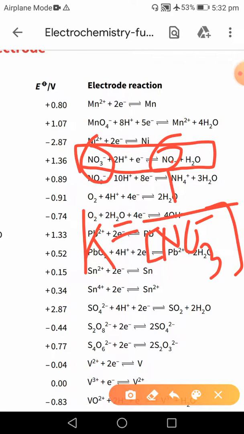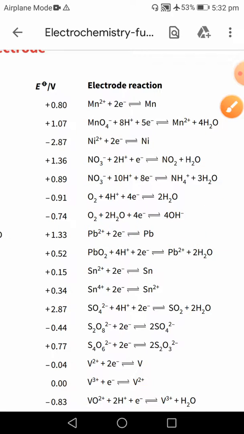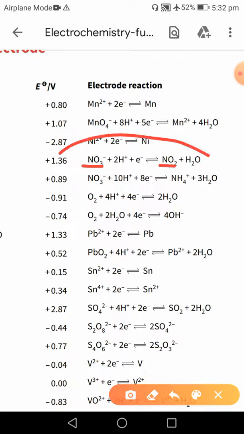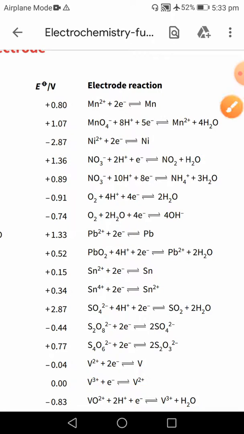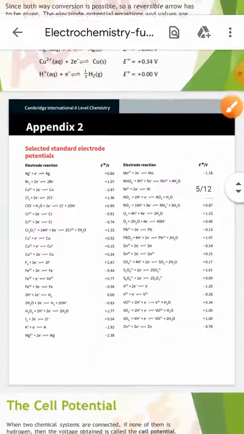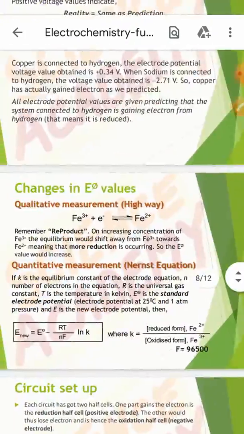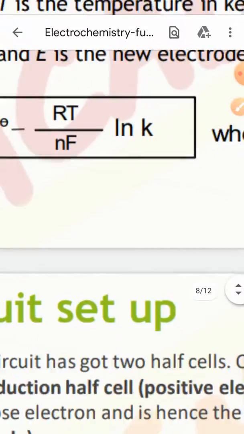You might question why we are taking just NO3 and NO2, why not take all of them? I will answer it later, just keep it in mind. So that's how you write the Nernst equation, the equilibrium constant.